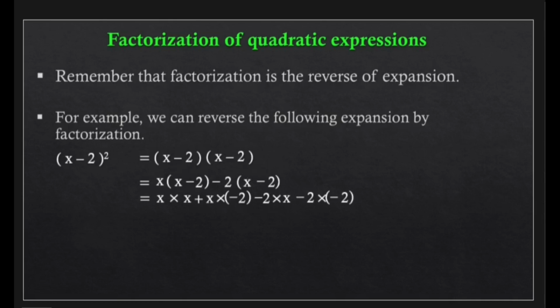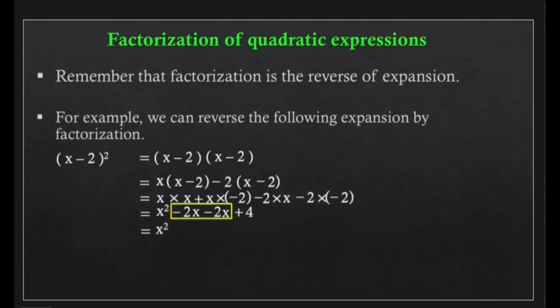After you have done that, now you multiply this. x times x, you get x squared. Then you multiply positive x times negative 2, you get negative 2x. Then you multiply this other expression, negative 2 times x, you get negative 2x. Then you multiply negative 2 times negative 2, you get positive 4. Then you copy x squared, then you add.